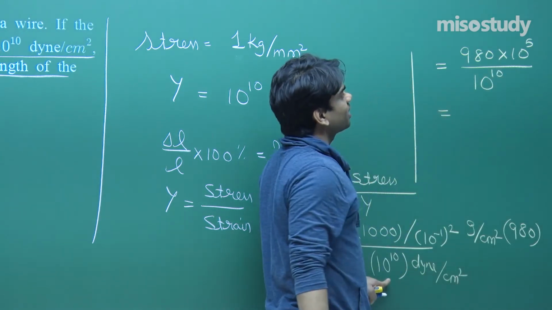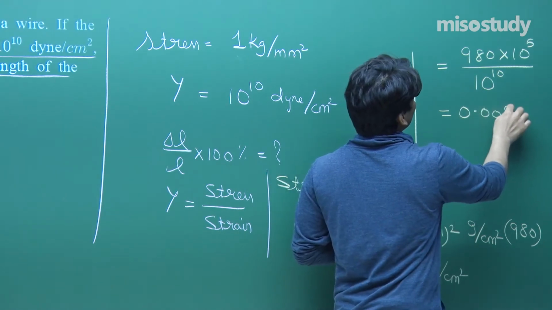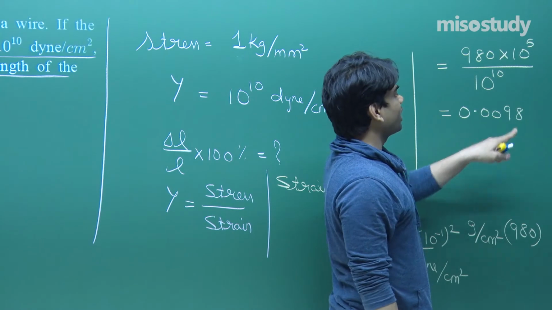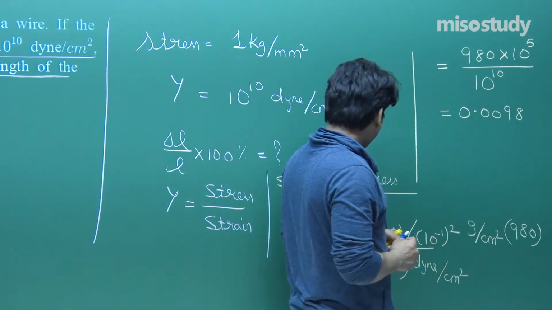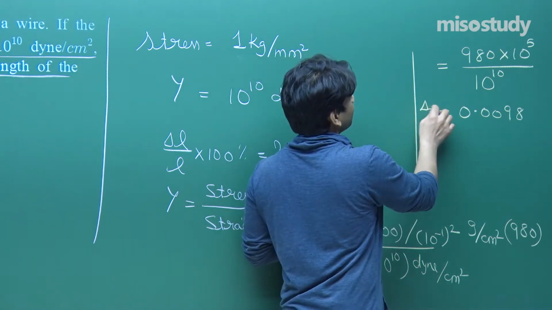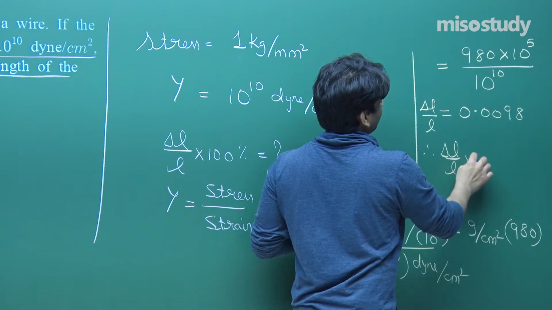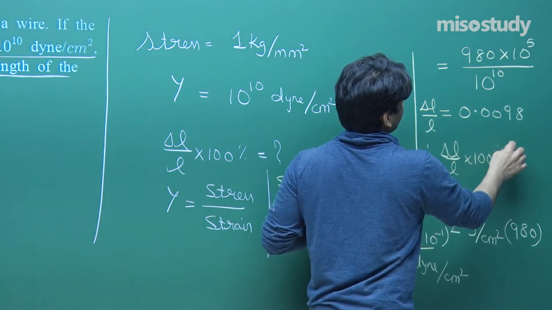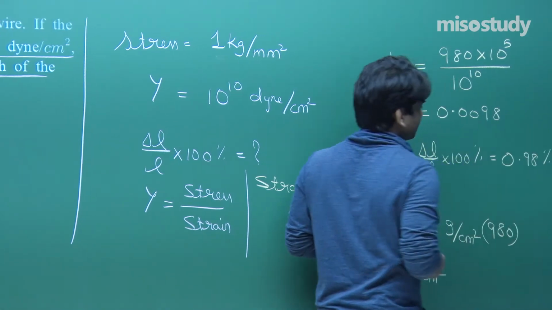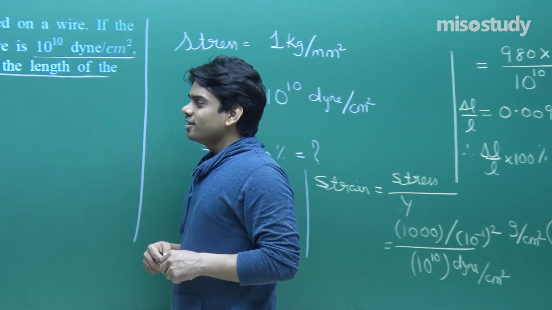Clearly you can write this as 0.0098, 10 to power 5 will be left here, 3.0098, that is what you are going to get. That's the value of delta L by L. So therefore, delta L by L multiplied with 100%, that will come out to be 0.98%. 0.98% is the answer. Let's check which option is matching.